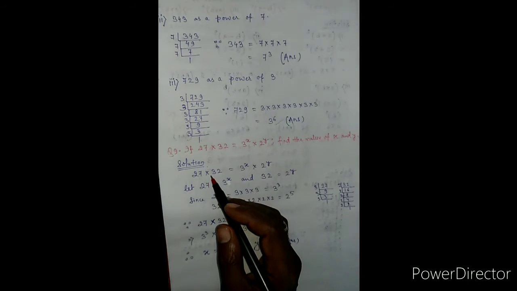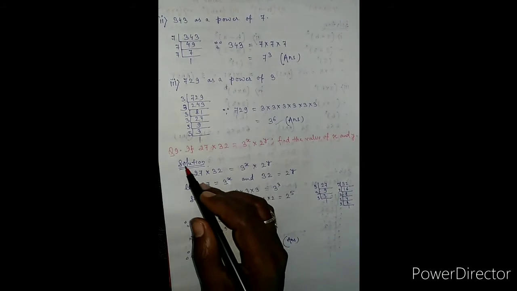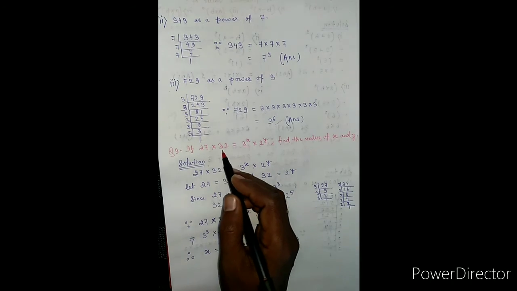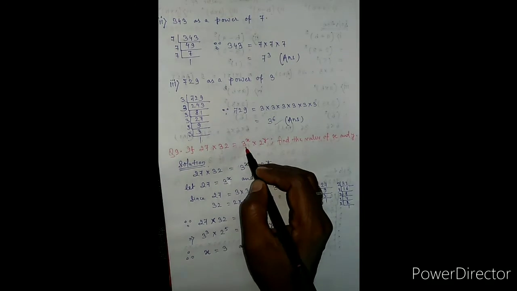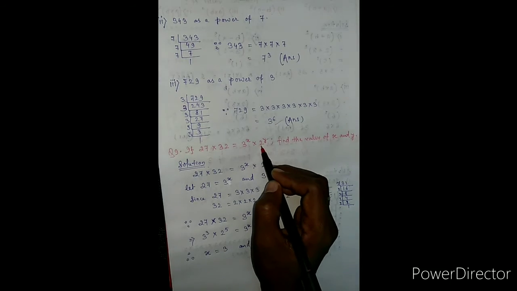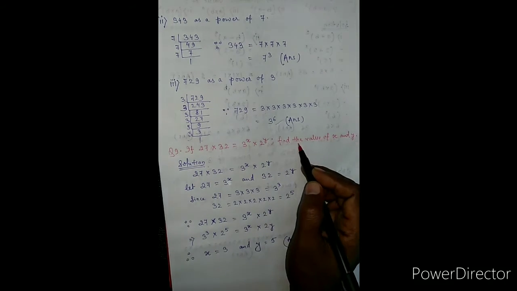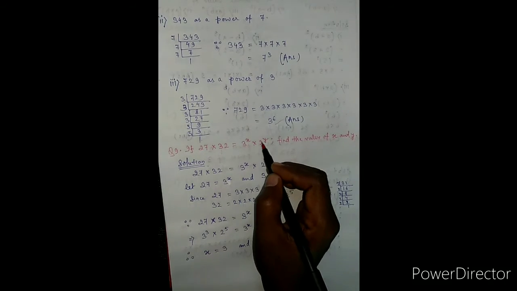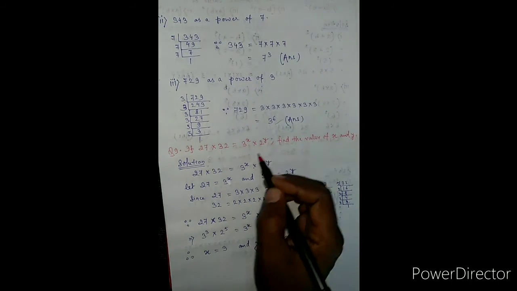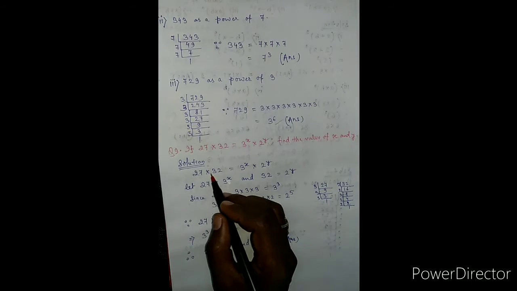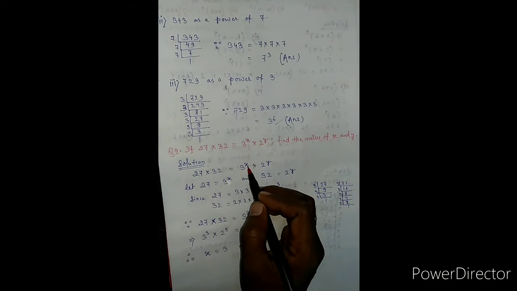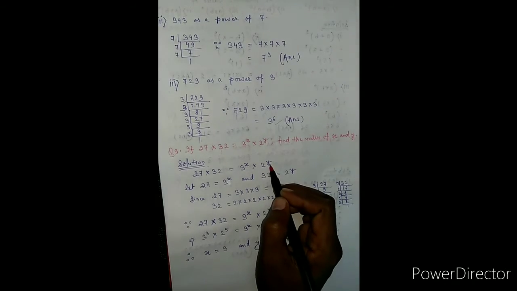Now see question number 9. Question number 9 is, if 27 into 32 is equal to 3 to the power x into 2 to the power y, find the value of x and y. So here we have to find the value of this x and this y.